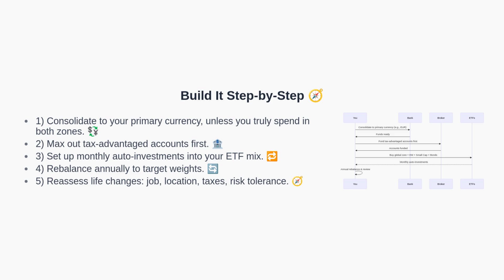Third, set up monthly automatic investments into your ETF mix to ensure consistency. Fourth, rebalance annually to maintain target weights and control risk. Fifth, reassess whenever significant life changes occur, such as job moves, relocations, or tax changes.